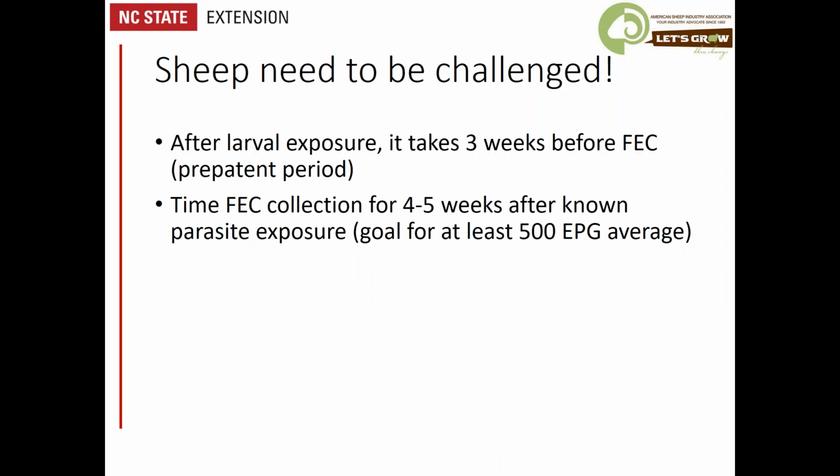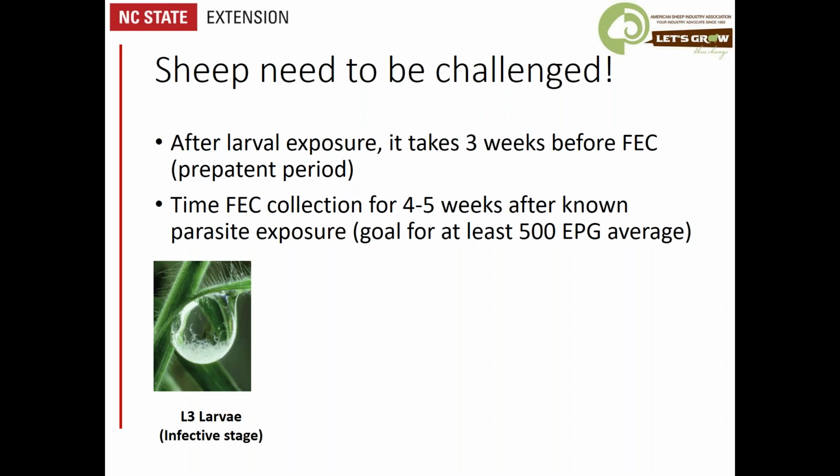It's important to understand that those sheep need to be challenged before we can get an accurate fecal egg count. Remember, it takes 3 weeks from the time the infective larvae are consumed until we can get a fecal egg count, so there's that 3-week delay. We need to time our fecal egg count collection for generally 4 to 5 weeks after known parasite exposure. The goal is to have an average fecal egg count in that contemporary group, in the animals that we sample, of at least 500 eggs per gram. That tells us there is an adequate level of exposure and infection to determine who the more resistant individuals are versus the more susceptible individuals. So just a quick review of the life cycle and the timeline here.